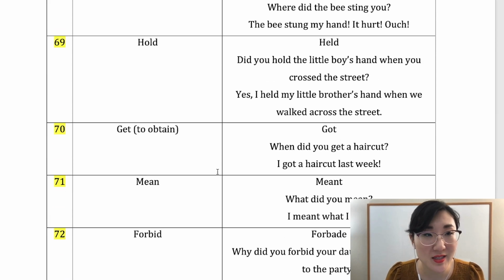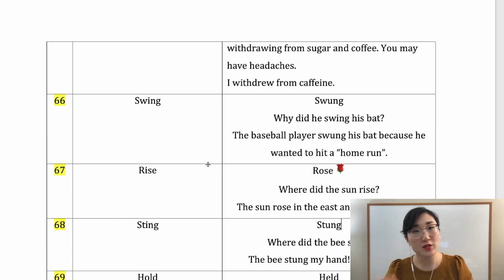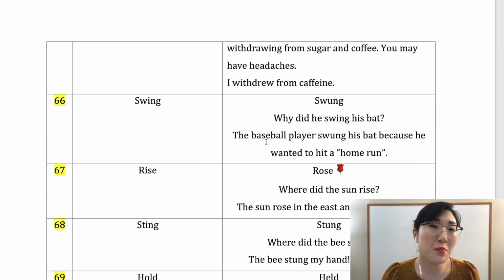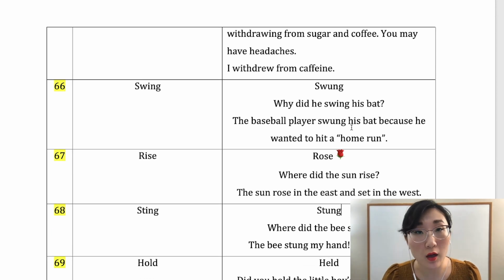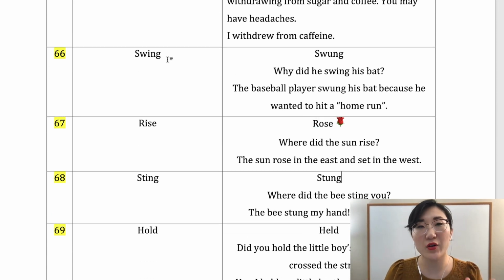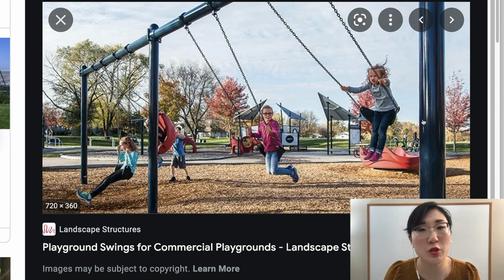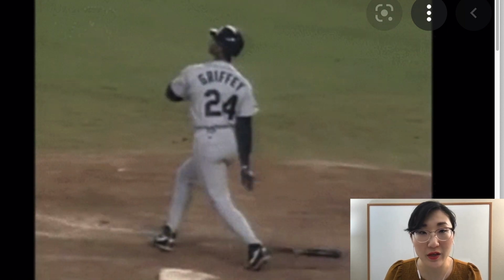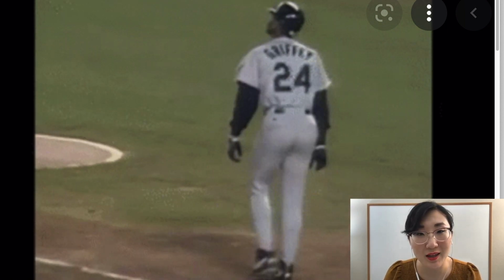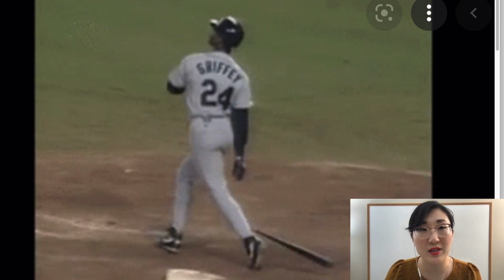So number 66, the verb is swing. So think of a baseball player. The past tense is swung. We can use this verb two ways. For example, children like to play on swings. These are swings. So the children swung on the playground. And this is an example of a baseball player. You see this? So he swung the baseball bat.